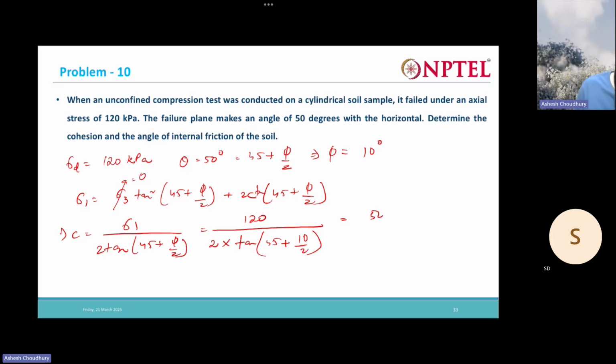That is 50.35 kPa. Okay, 50.35 kPa. Simple, just simple. Same equation you are using again and again. That's all. Okay, same basic equation.